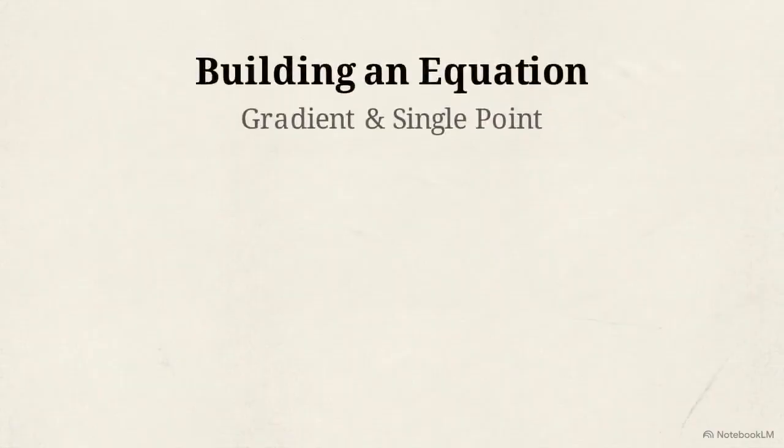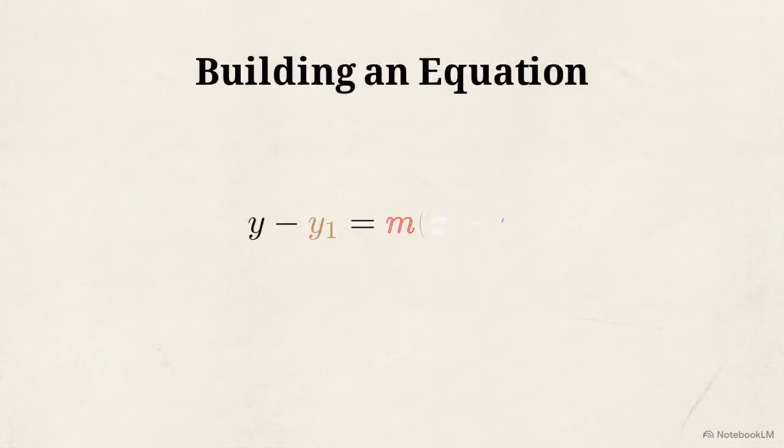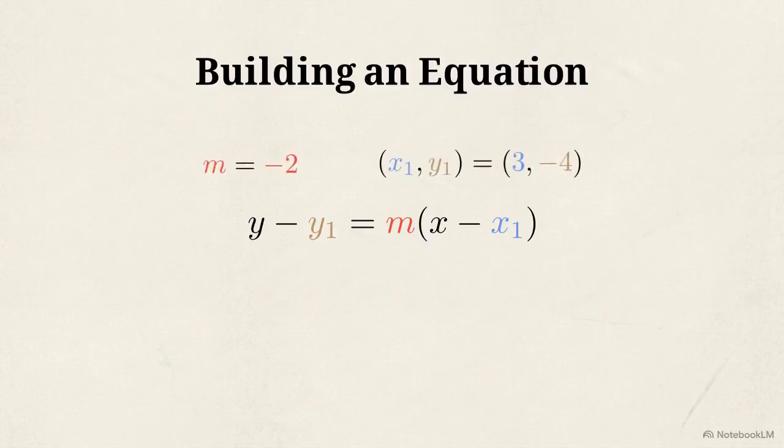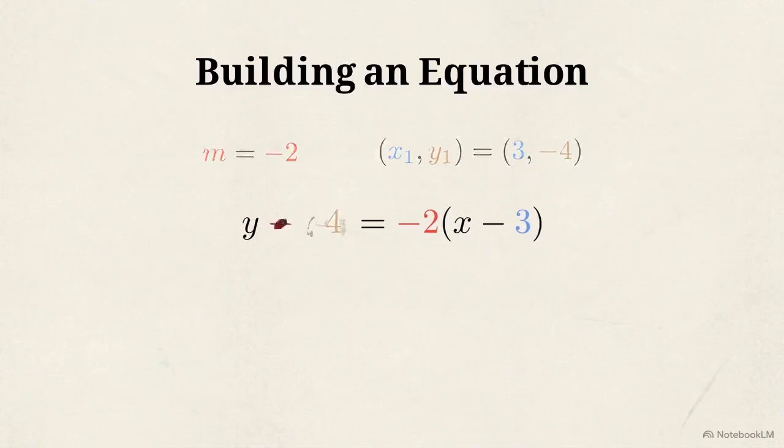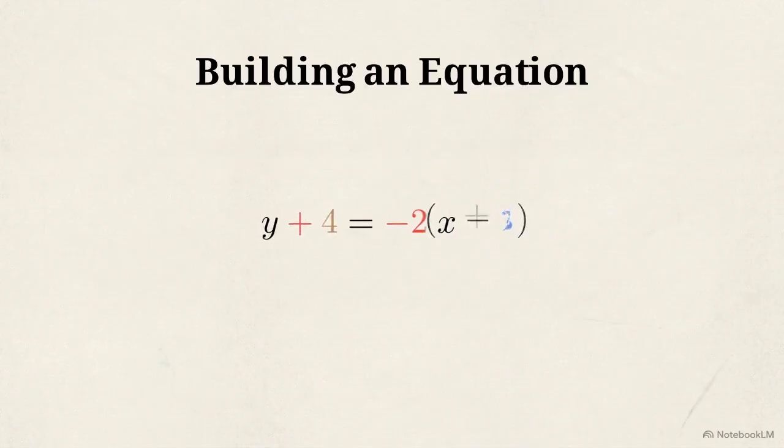Sometimes we need to build an equation from scratch, using only a known gradient and a single point. For that, we use an alternative formula: y minus y1 equals m times x minus x1. If we have a gradient of -2 passing through the point 3, -4, we drop those values into their corresponding slots, expand the brackets, and simplify to get our final equation: y equals -2x plus 2.